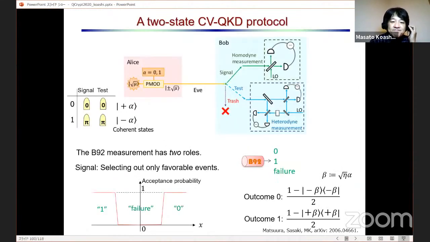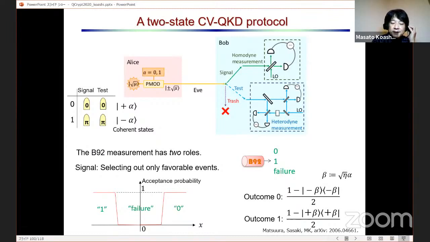So the protocol is two-state, one of the discrete modulation protocols, the two-state CV-QKD, which uses exactly the same signal states as the B92 protocol, just plus alpha and minus alpha. The difference is that we're going to use homodyne measurement and heterodyne measurement here. In this particular protocol, for the signal, Bob uses homodyne measurement, and for the test, Bob uses heterodyne measurement. Now let us compare this protocol with the B92 protocol.